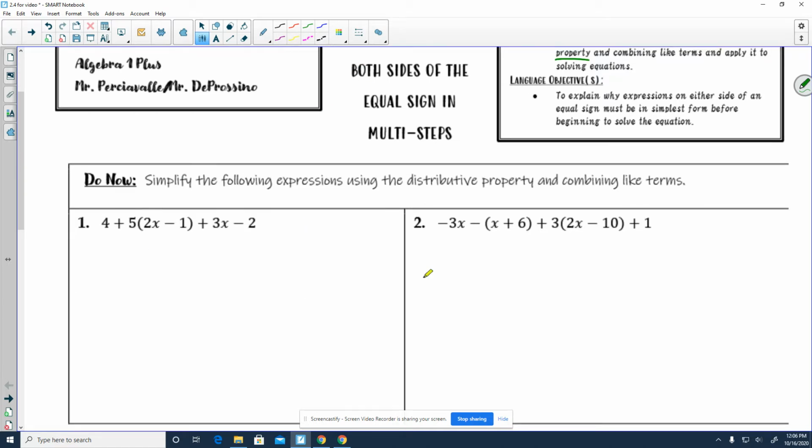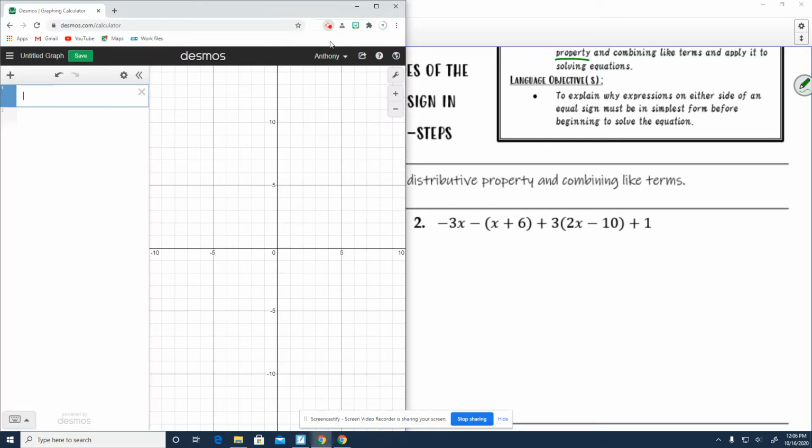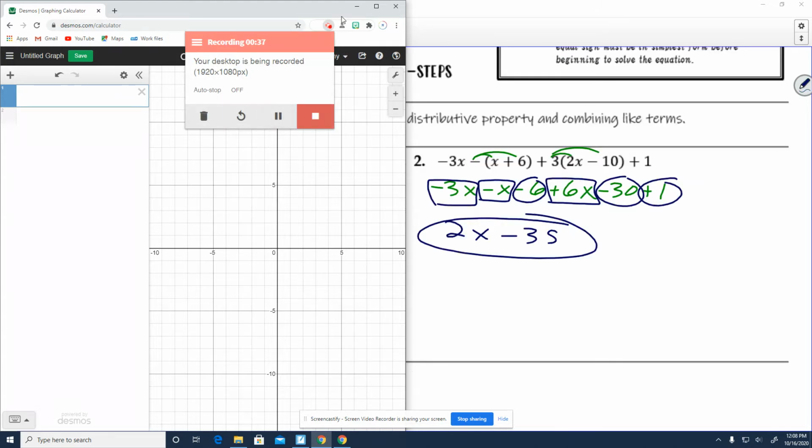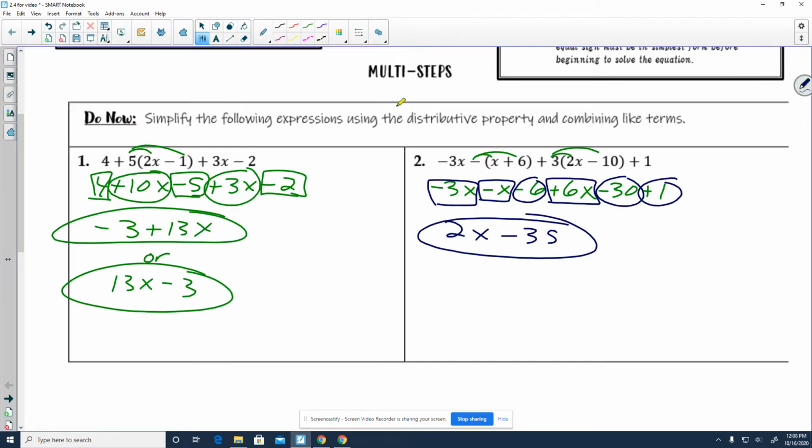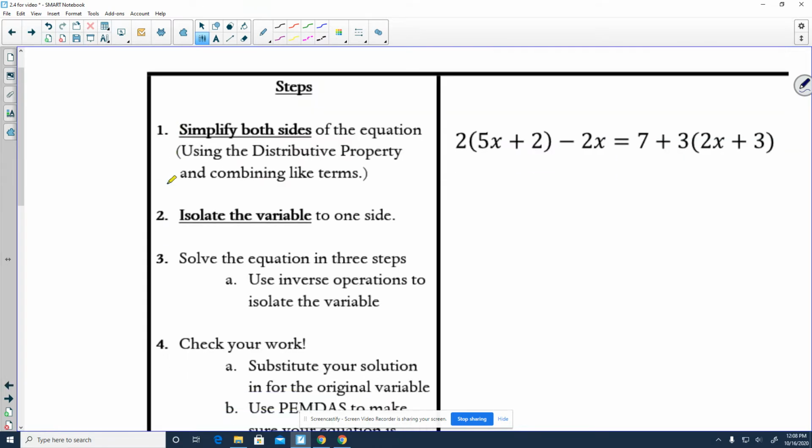Okay. So you guys take a second. Try the do now. Pause the video right now. Try the do now, and then hit play and check your answers. All right. So number one, you should have gotten -3 plus 13x or 13 minus 3x. It'll be the same thing. Okay. And then number two, you should have gotten 2x minus 35 after you apply the distributive property and combine like terms. Okay.